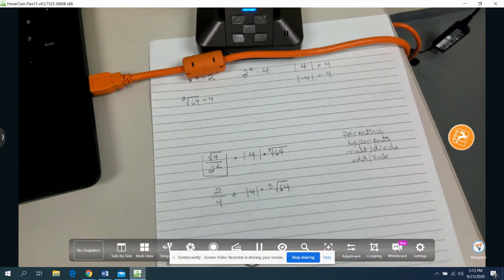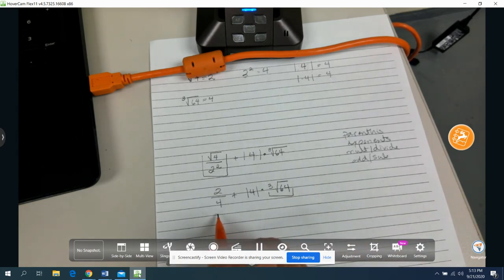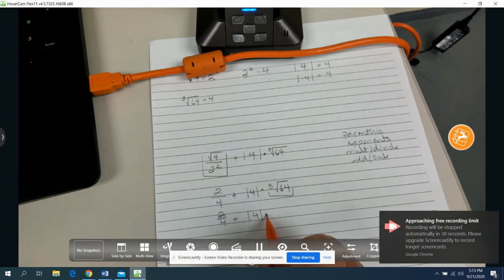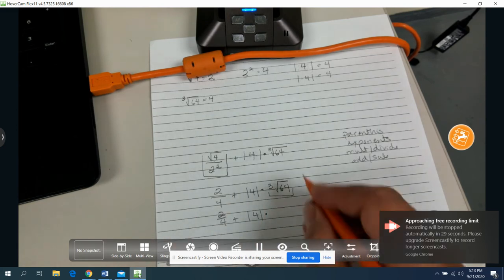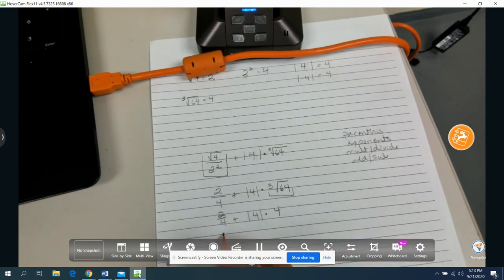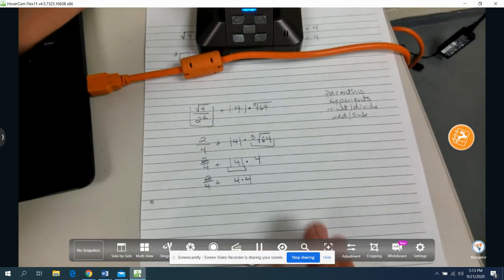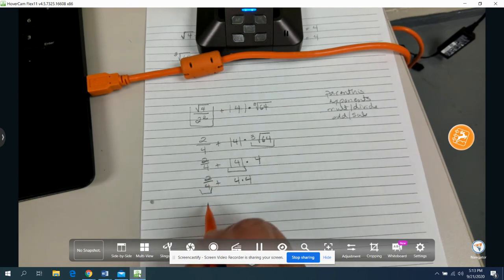Okay. The next thing it says, so I do have more exponents to do. So I'm going to do this piece right here. So I still have 2 divided by 4 plus the absolute value of 4 times the cube root of 64, which is 4. And then I have 2 over 4 plus the absolute value of 4, which is 4. 4 times 4. And now I'm going to do my division. 2 divided by 4 is 0.5. And I'm going to do my multiplication. That's 16. And so my answer is 0.5.